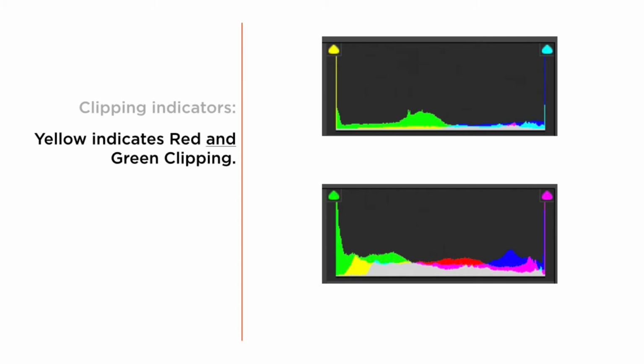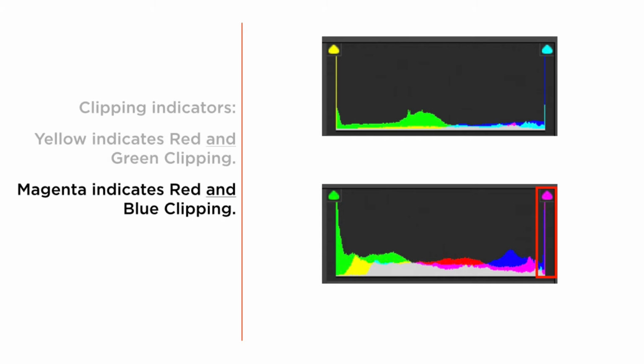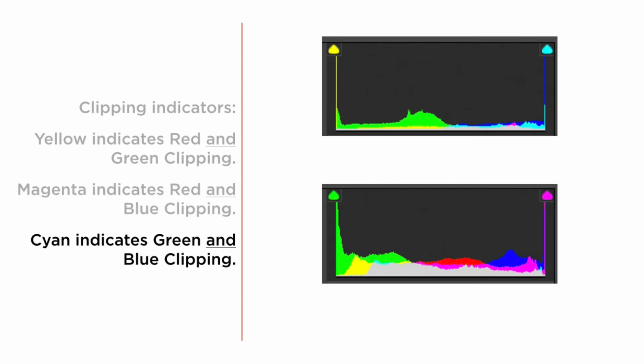If, however, you notice a yellow triangle, you see the spike on the far left of the upper histogram, that indicates that both red and green channels are clipping. If you see a magenta spike or a magenta triangle, it indicates that both red and blue channels are clipping. And if you see a cyan spike or triangle, that indicates both green and blue are clipping.